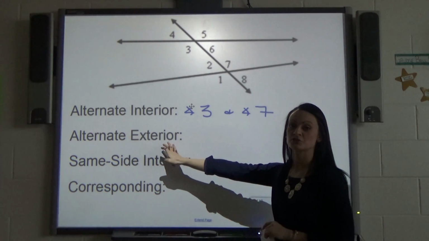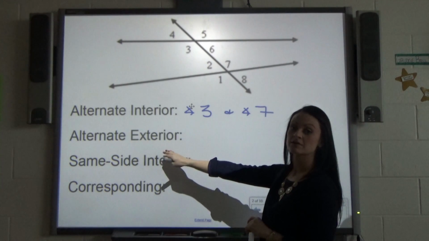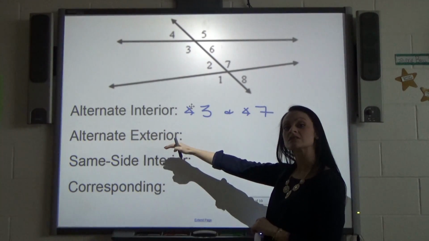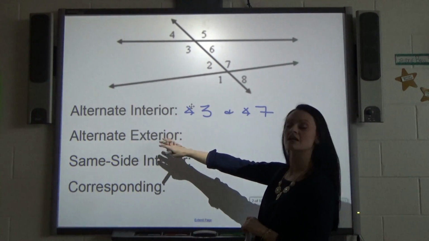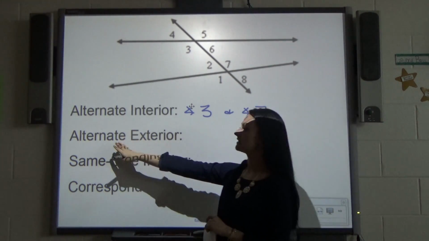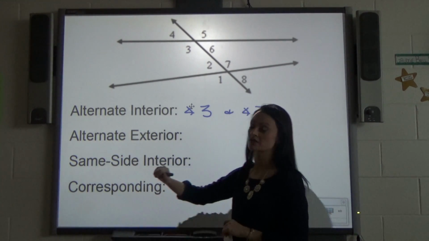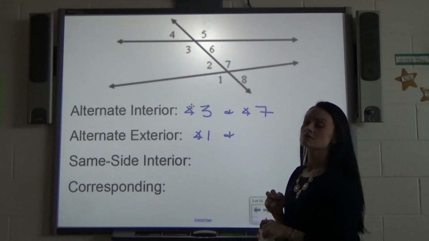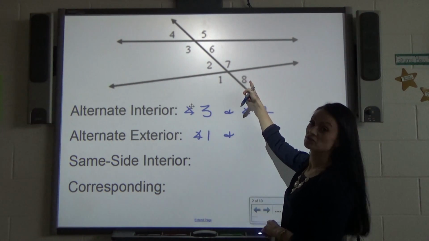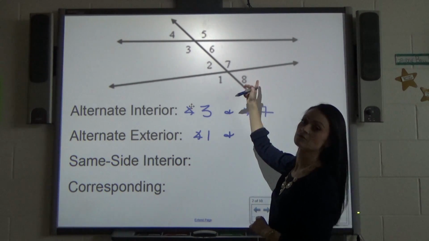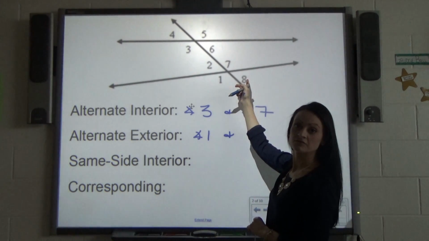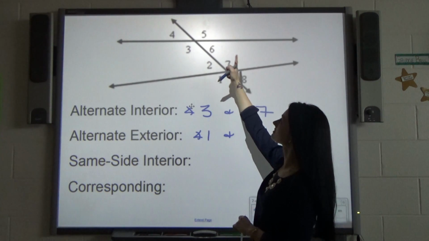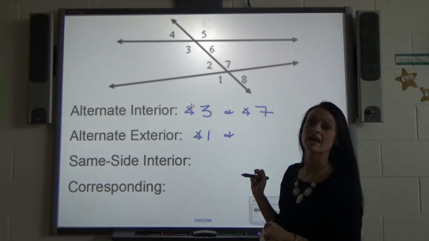Similarly, if I talk about alternate exterior, now I'm talking about angles on the outside of the two lines, and then on opposite sides of the transversal. So now let's say I'm going to deal with angle 1. Well, I need to be on the other side of the transversal, outside of the two lines, so I would need to deal with angle 5.